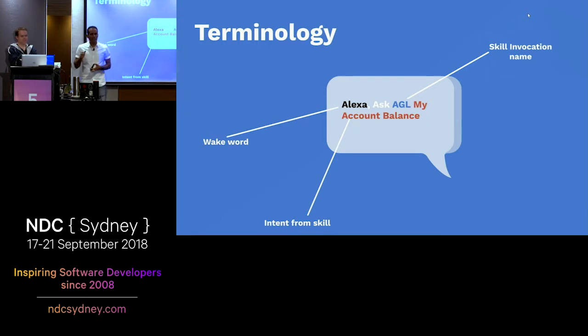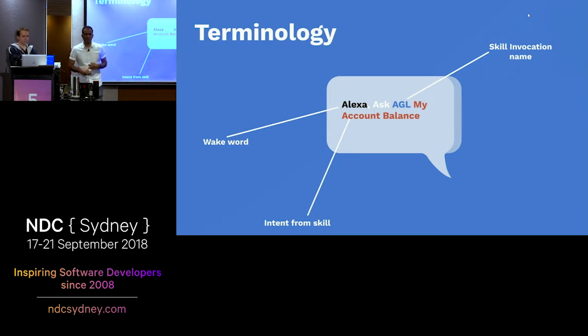So the next thing is you can basically give it instructions. Like you can say, Alexa, play music, and play some music. We'll give you a bit of a demo on that. But if you want to invoke your own application, you have to say ask, and the name of the application. In our case, it's ask AGL. So AGL is effectively the invocation name. That's the skill invocation name. Think of it more like an app name or something like that. And then you have the intent from the skill. So you say, ask AGL my account balance. Once you say my account balance, that's the intent that it executes.